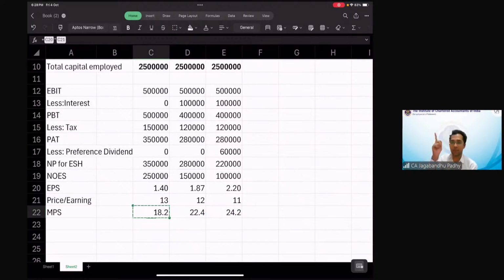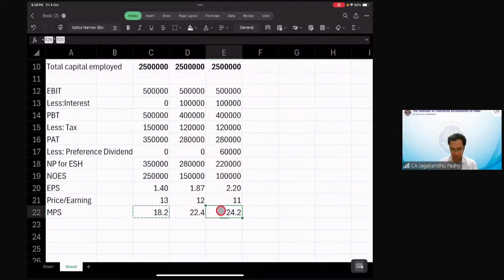So now think from the objective of the shareholders. Where would the shareholders be interested? I mean, which plan would be preferred by the finance manager? 1, 2, or 3? Tell me, guys. Plan 1, 2, or 3. Where do you feel? From where should the company raise the funds?